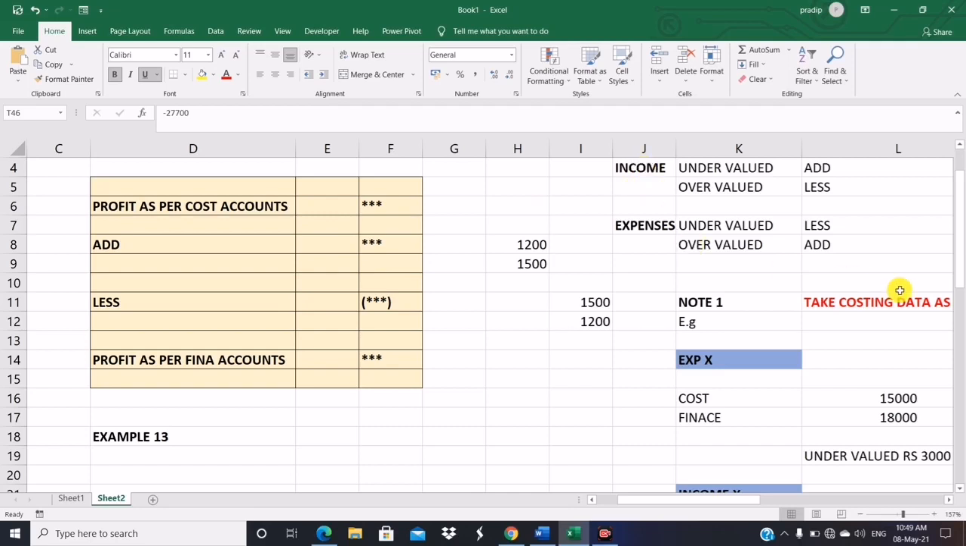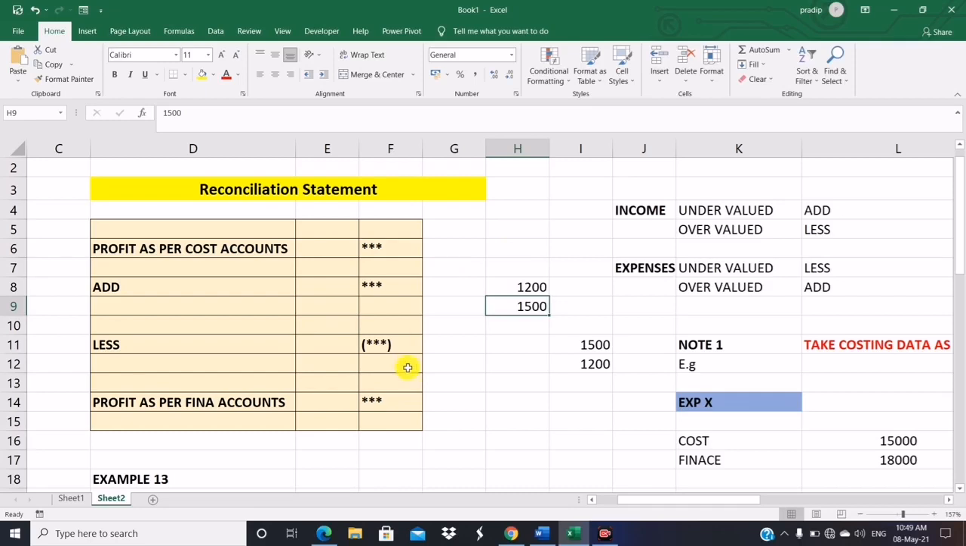You have to remember only these two formulas, and remember that we have to take costing data as a base. You have to remember only that table. You have to start with profit as per cost accounting only. You are not required to start with the profit as per financial accounting. So I hope you are getting what I want to say.